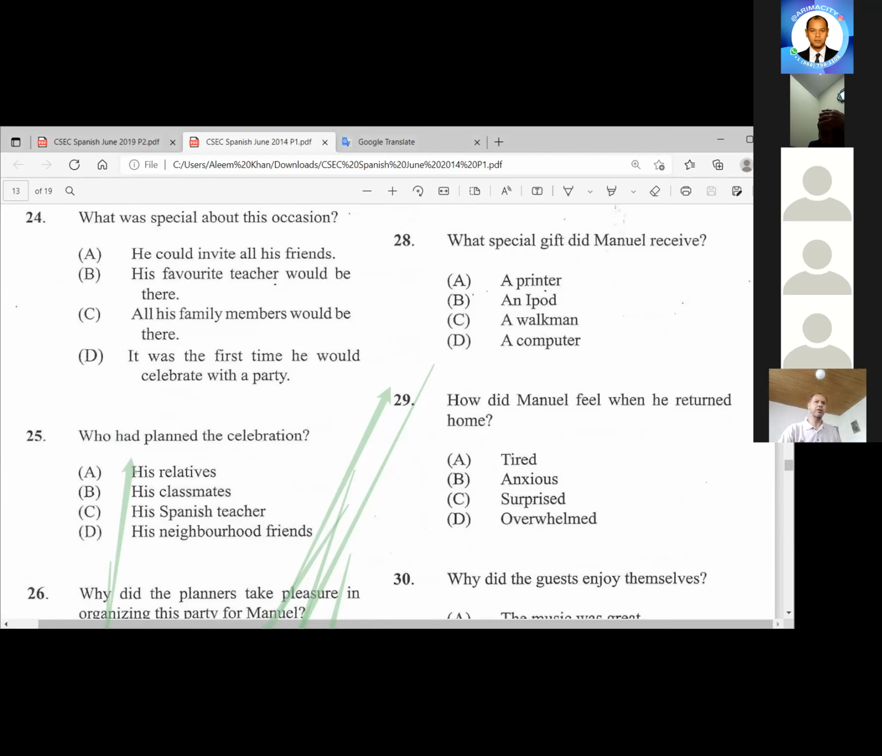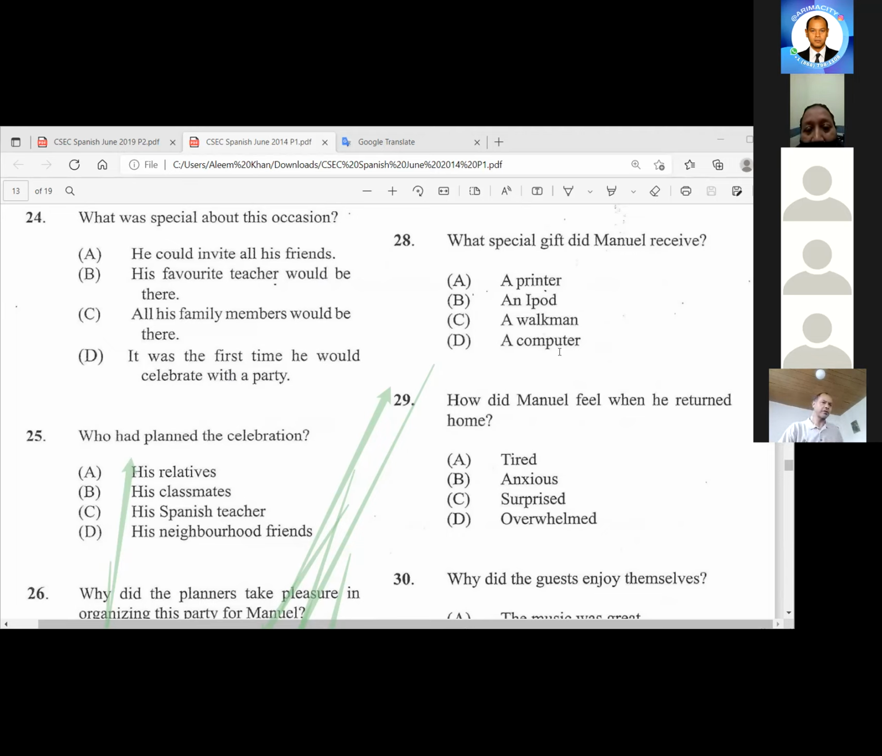Ok, 28. What special gift did Manuel receive? A printer, an iPod, a Walkman, a computer. ¿Alguna de esas palabras las traduzco o las conoces todas en la 28? No las conozco, profe. Ok, ningún problema. Lo que está preguntando es, what es qué, special gift, regalo especial, did Manuel receive, recibió Manuel. ¿Qué regalo especial recibió Manuel?